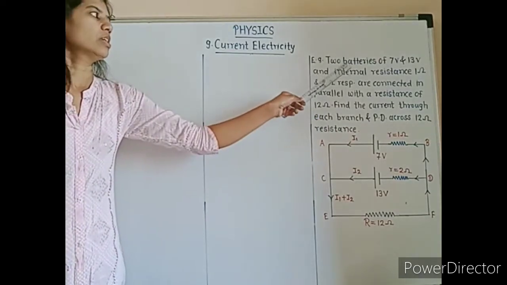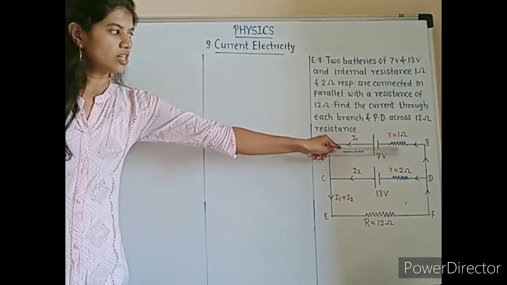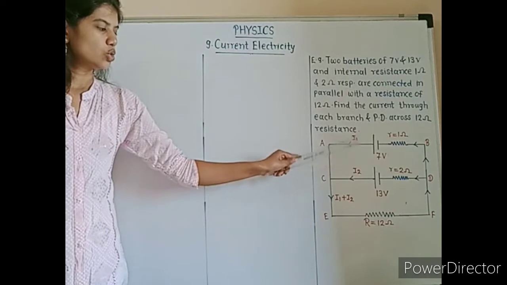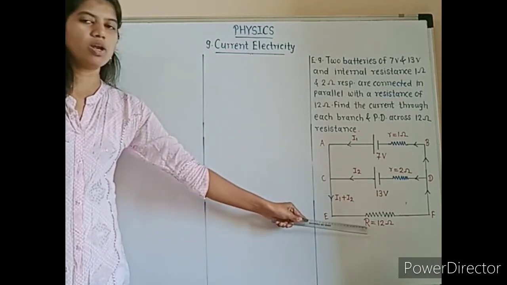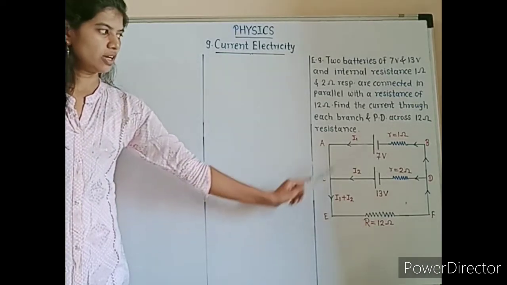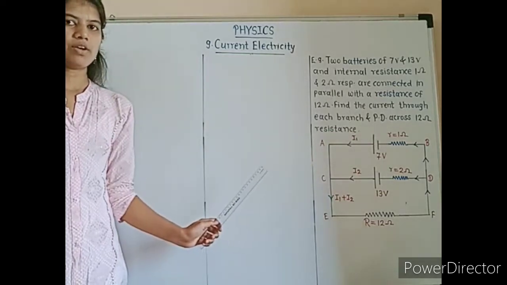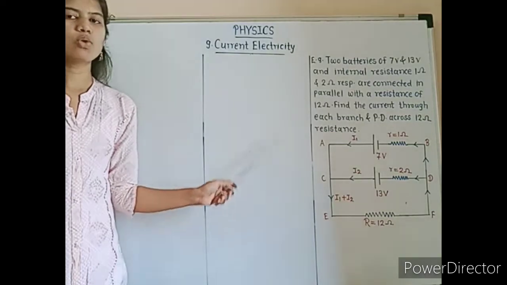Now the given things are two batteries of 7 volt and 13 volt with internal resistance 1 ohm and 2 ohm respectively. And these two batteries are connected in parallel with a resistance of 12 ohm. Now this capital R is the external resistance of the circuit and this small r is the internal resistance of the battery. In this example we will use Kirchhoff's voltage law.